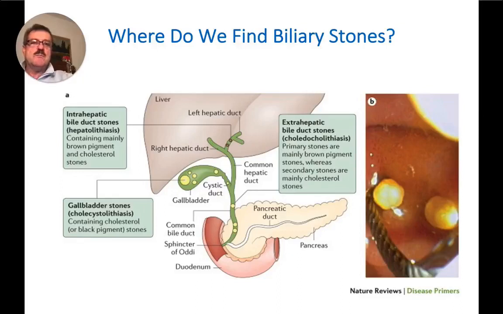So where do we find biliary stones? It's easy. Biliary stones are found either in the gallbladder or in the bile duct, extrahepatically or intrahepatically, or both. The essential aspect of removing stones is essentially to liberate the flow of bile, and when there is only one stone, it's not problematic unless it's very big or has weird shapes.